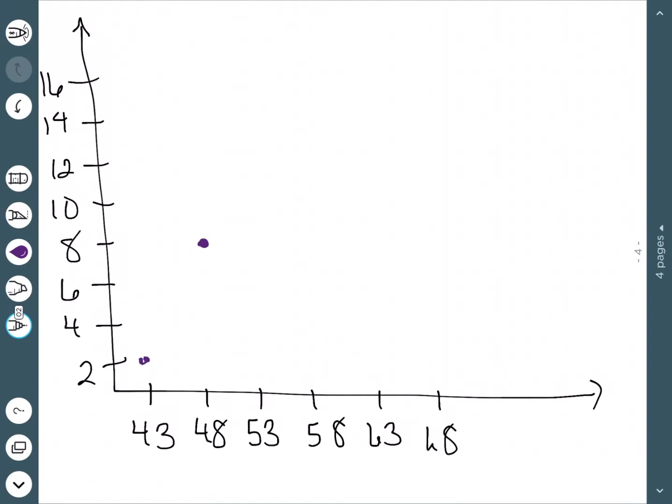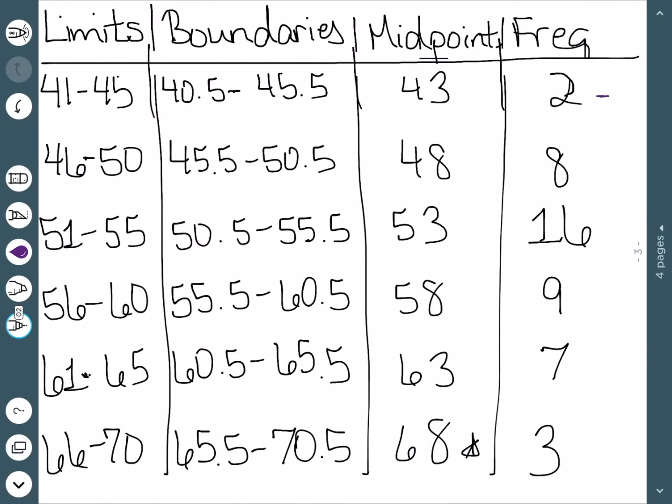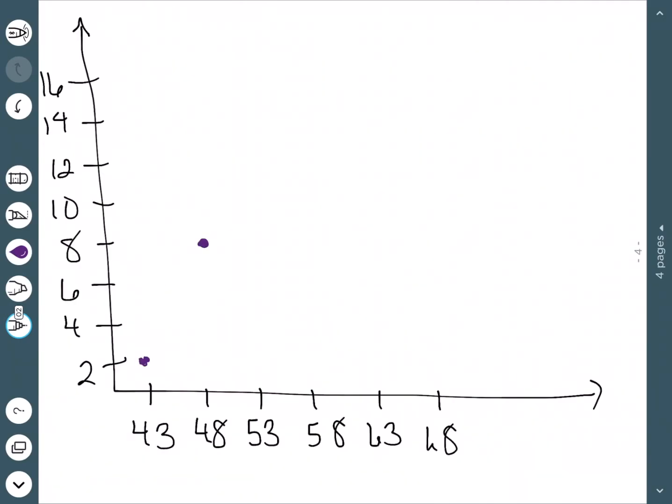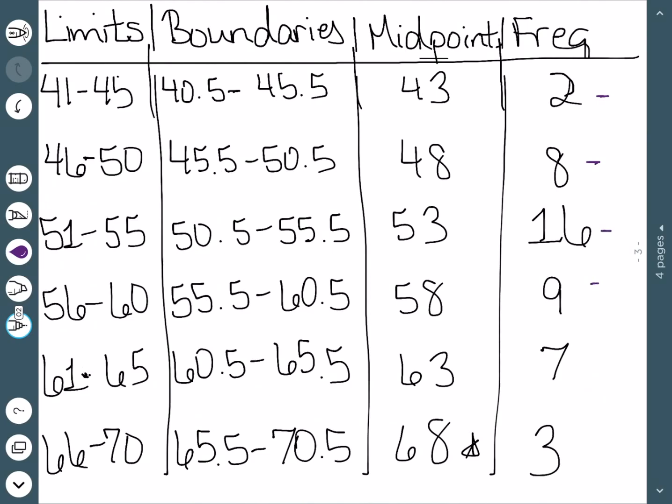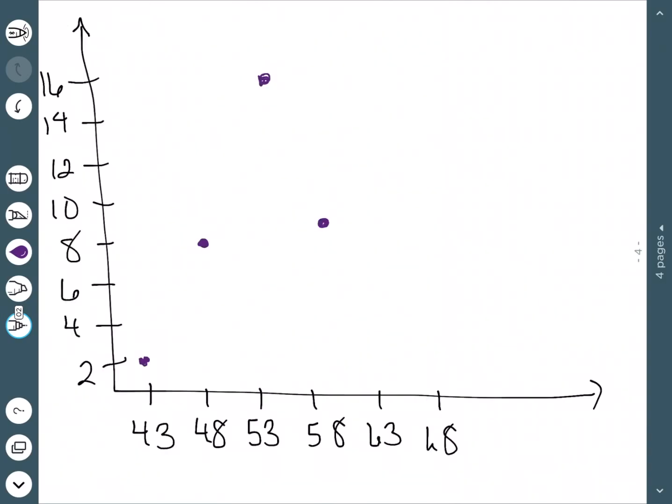We'll now go back to our table and look at our next two frequencies. We've now looked at 2 and 8. Our next two will be 16 and then 9. Back at our graph, we can go up 16 and up 9. Let's go back to the table. We've now done 16 and 9. Our final two will be 7 and 3. So on our graph, we'll go up to 7 and 3.